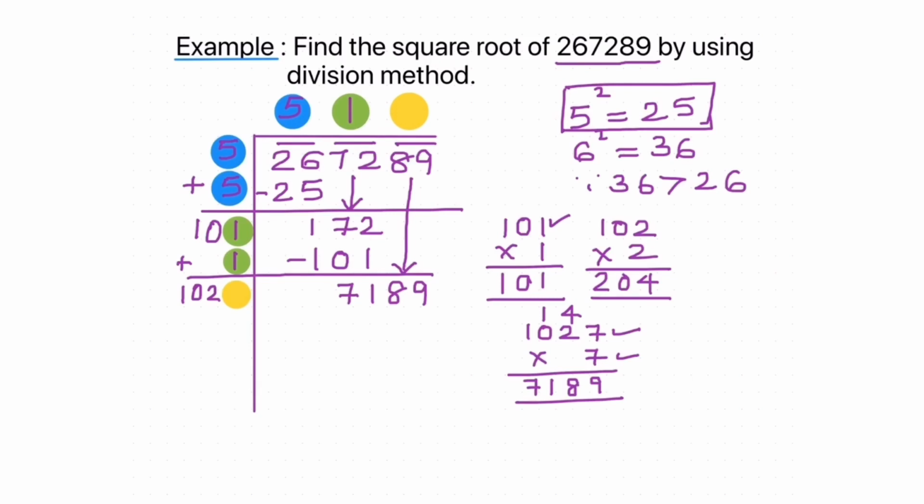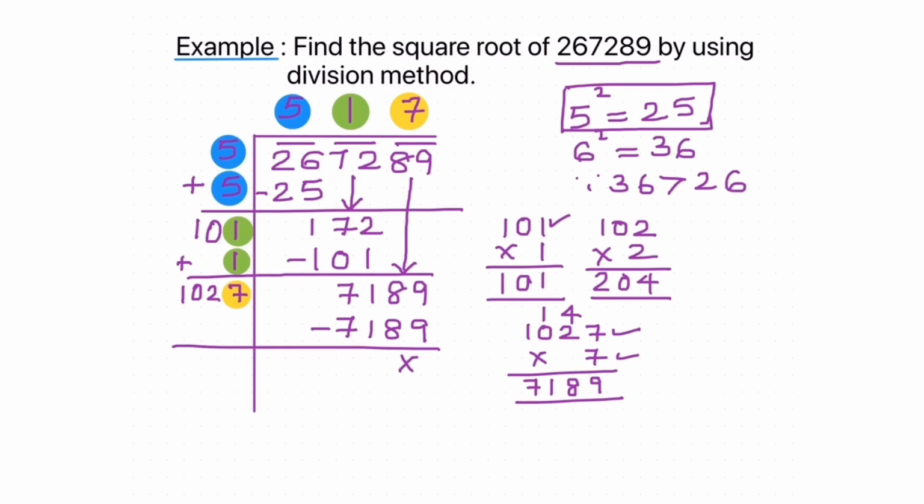So we are going to write next to 102, that largest possible digit, and even in the quotient. And the product we will write below the dividend, 7,189, and subtract. The remainder is 0. Since we don't have any other pair of digits to bring down, we will stop here.